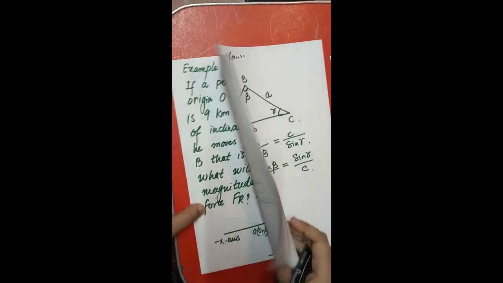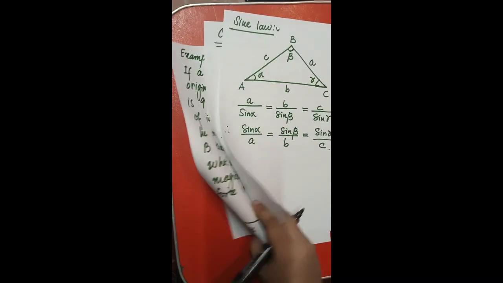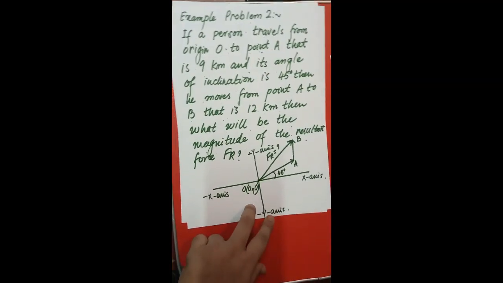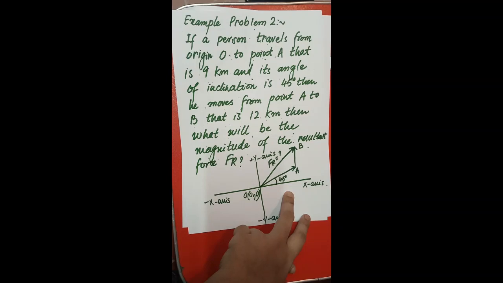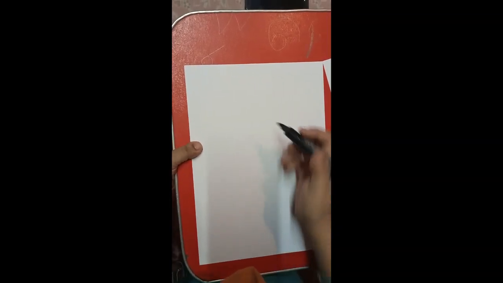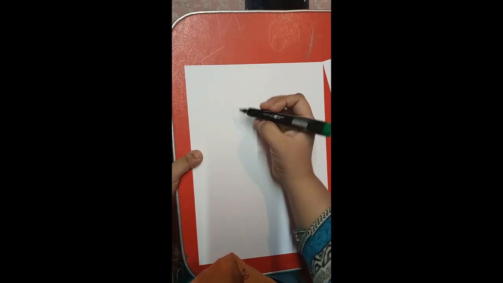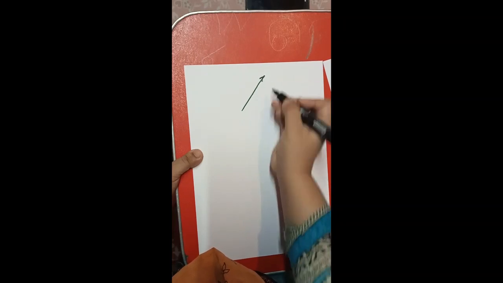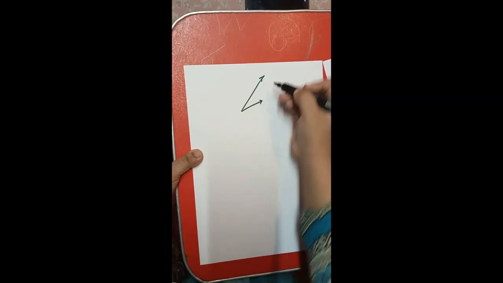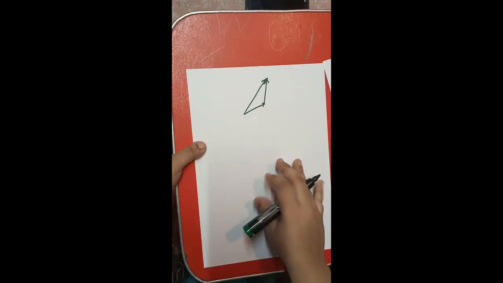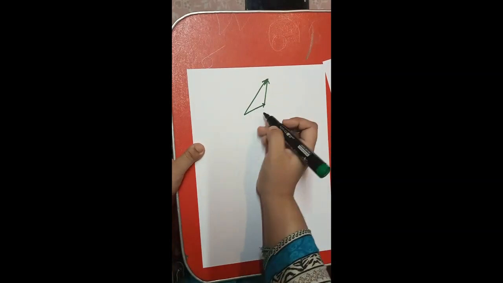Now we have to solve this numerical by using sine law and cosine law. We are not allowed to apply the Pythagoras theorem; we have to apply sine law and cosine law. Now we have to take that numerical, and I am going to take this triangle. So it will be like this, and there is no right angle in this triangle.